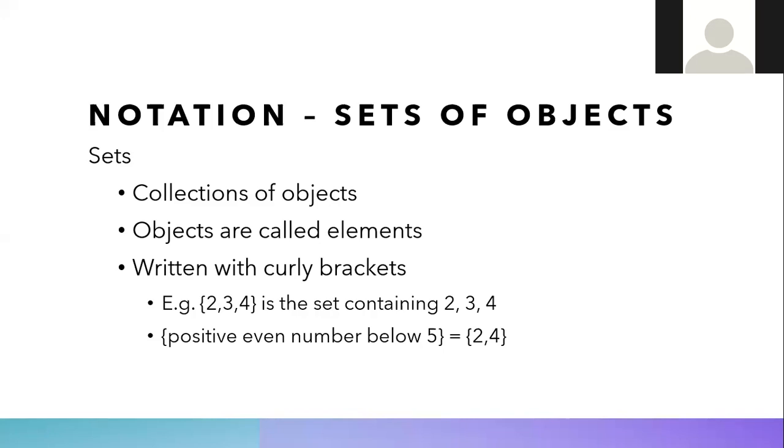So for example, {2, 3, 4} is the set inside those curly brackets, and it is a set that contains the numbers 2, 3, and 4.